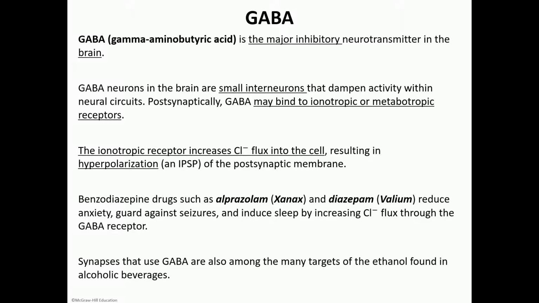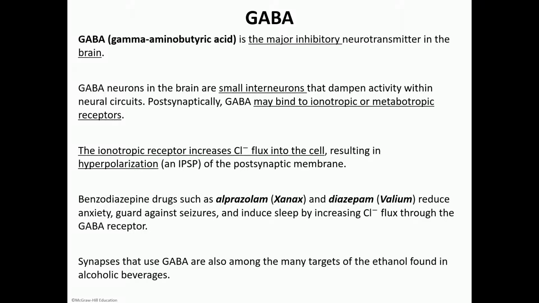Because it is an inhibitory neurotransmitter, hopefully you know that we are not going to open up sodium channels. We are going to open up chloride channels, and that flux of negative chloride into the cell is going to hyperpolarize the cell, leading to an IPSP. So you have definitely hyperpolarized and inhibited that cell.